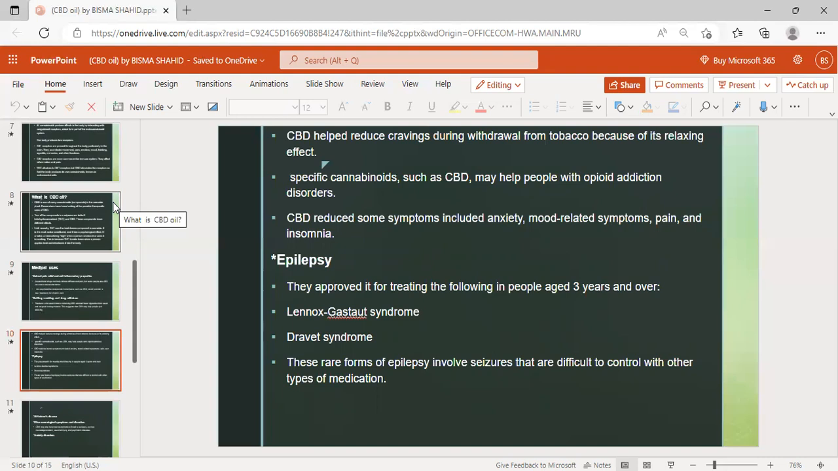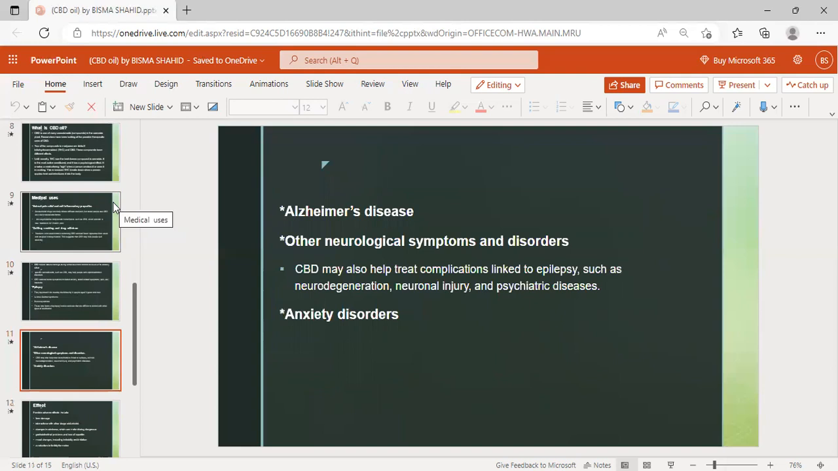Epilepsy. They approved it for treating the following in people aged 3 years and over: Lennox-Gastaut syndrome and Dravet syndrome. These rare forms of epilepsy involve seizures that are difficult to control with other types of medications. Alzheimer's disease and other neurological symptoms and disorders. CBD may also help treat complications linked to epilepsy such as neurodegeneration, neurological injury, psychiatric diseases and anxiety disorders.